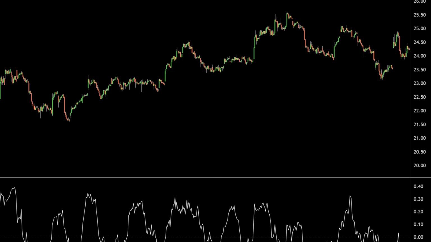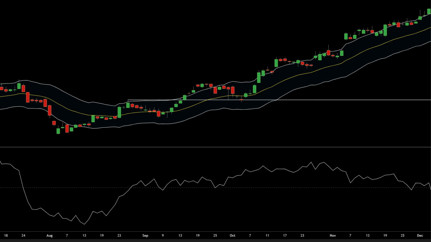So let's put these together into a trading strategy that you can look at on your charts and test out. For a bullish setup, we're going to look for trend. So the overall trend is up, right? Price is above the 20-period EMA, or it's making higher highs and higher lows.